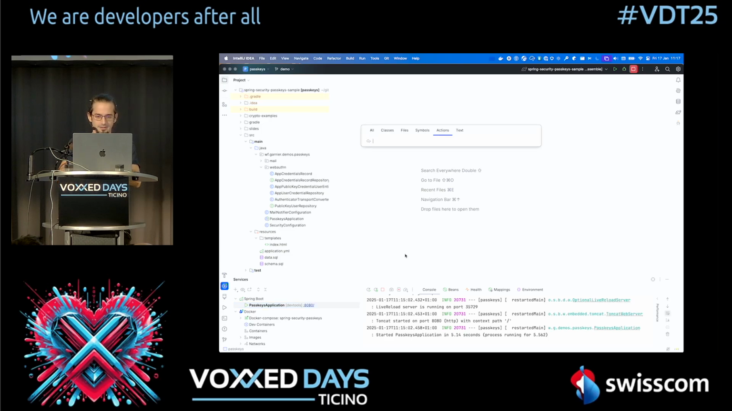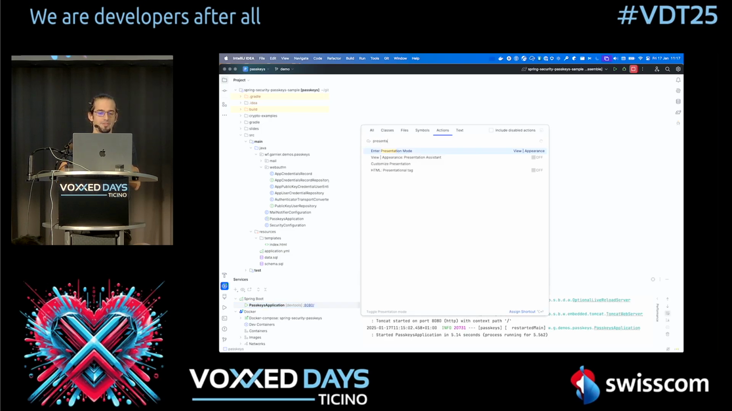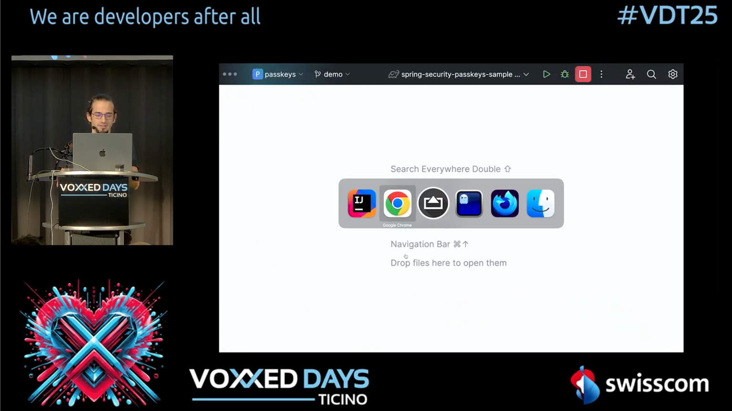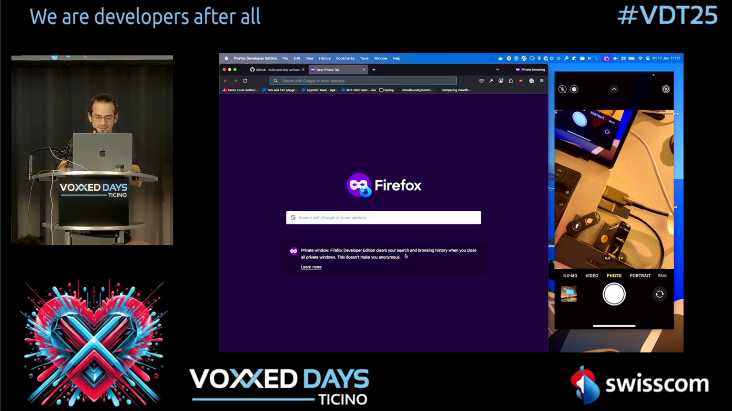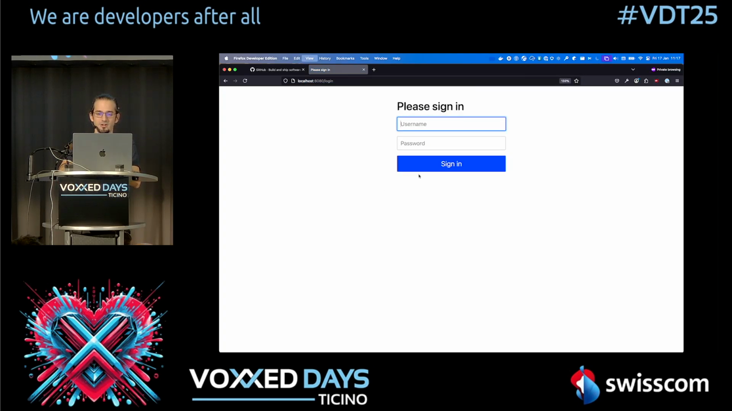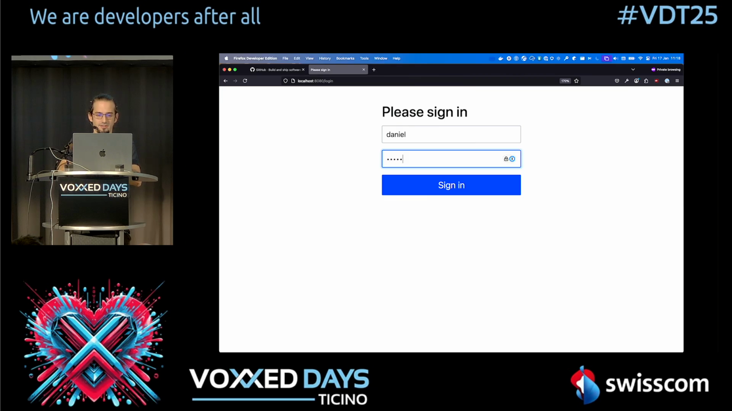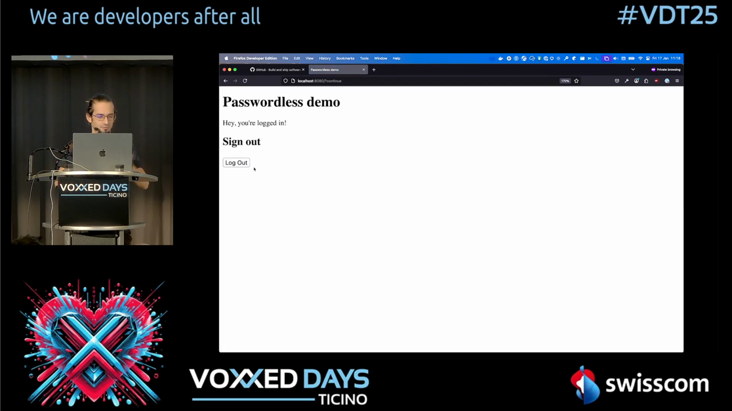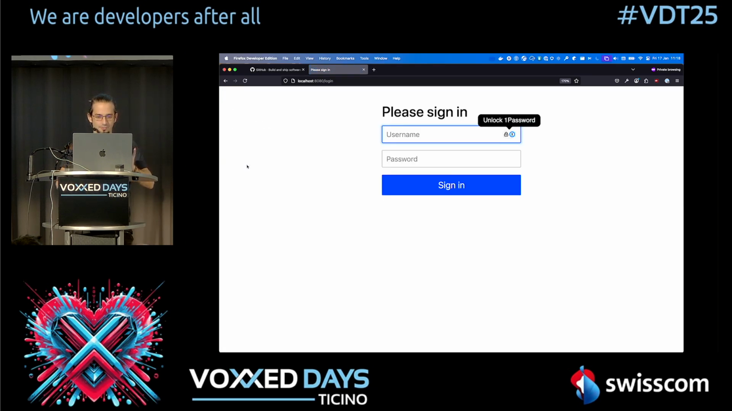So let's put this in presentation mode. I have an app that runs. Okay, perfect. And it looks like this. Localhost, let's put this one in big. 8080, right? So I can log in with a password here, Daniel, and the password is very secure. You will never be able to guess it. It's absolutely not a password.